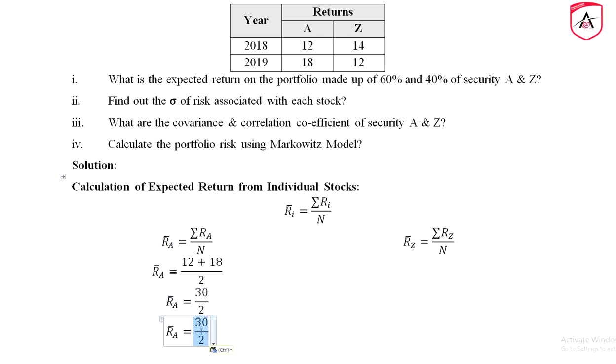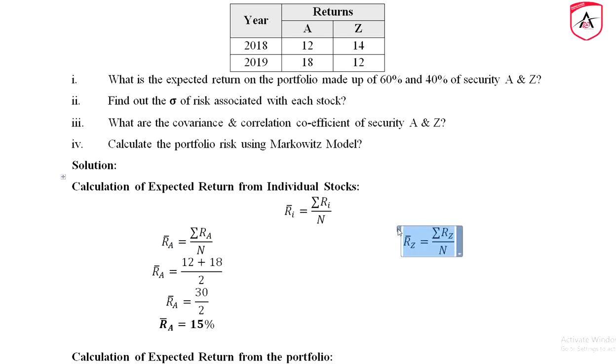30 divided by 2 is 15. Return from stock A is 15%, right? 15%. Similarly, return on stock Z.